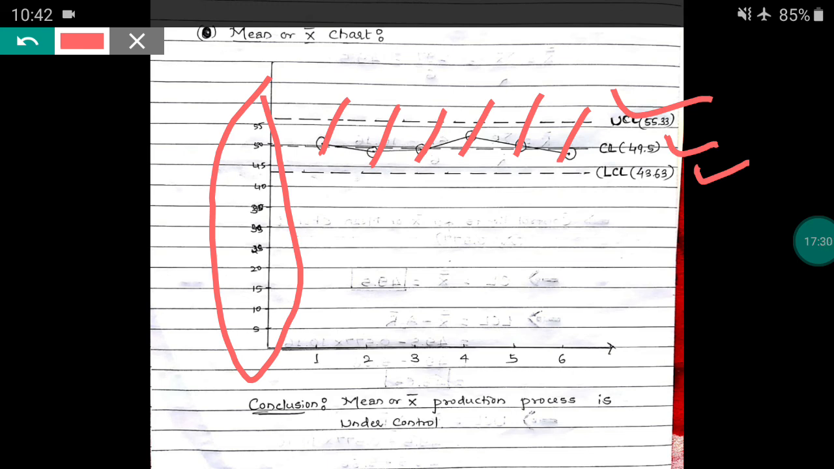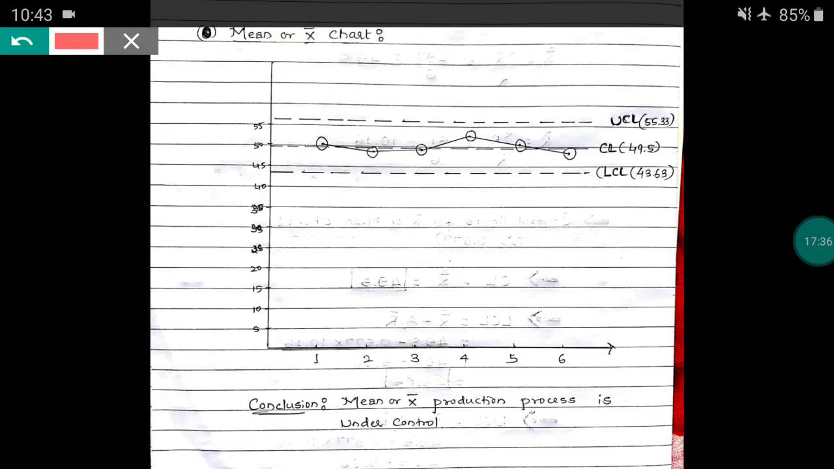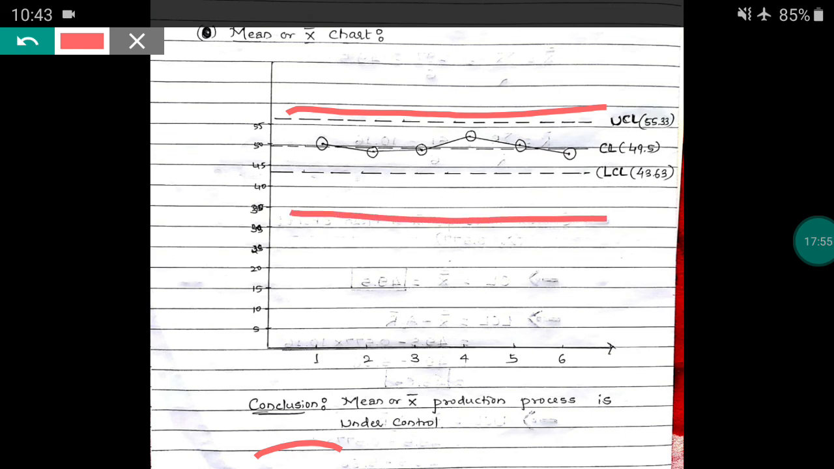See how to find whether the process is out of control or within control. You should write down your conclusion. See here. Okay, we have written that the mean or X bar production process is under control. Why under control? See, no point crosses UCL, no point crosses LCL. Then your process is under control.